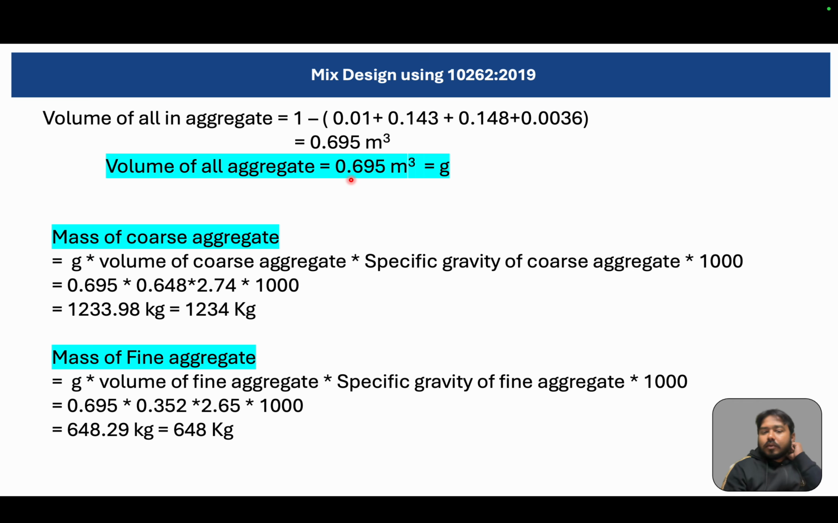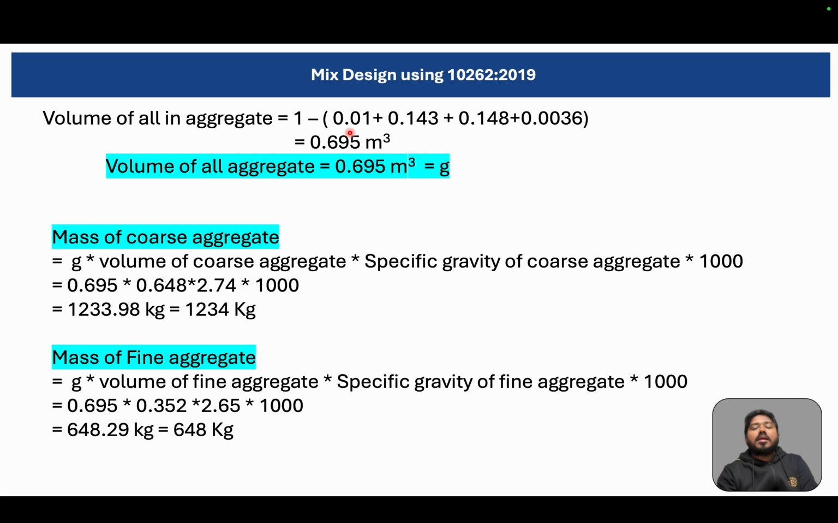That is why I need to subtract from 1, because the combination of all these ingredients, cement, fine aggregate, coarse aggregate, water as well as the air, makes up 1. If I subtract the others from 1, whatever remaining value is there is the aggregate content. So the aggregate content is 1 minus all the volumes you have got recently.